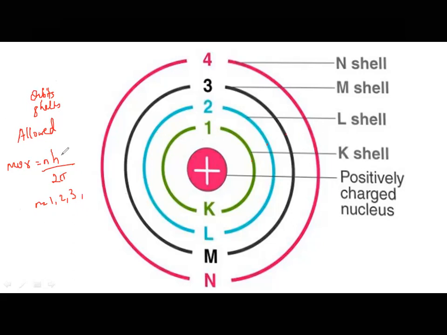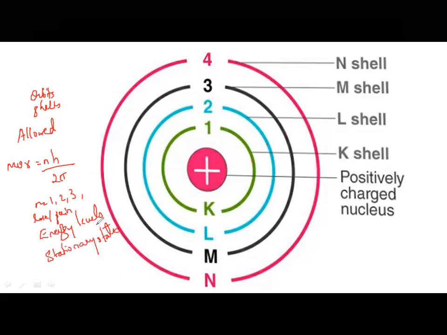Further, he said that until and unless the electron is revolving in its own orbit, it will neither lose energy nor gain energy. So the energy of the electron for a particular orbit remains fixed. Therefore, the orbits are also called energy levels. Every orbit is associated with certain energy, and that energy remains fixed. Since the energy remains fixed, it is also called a stationary state.